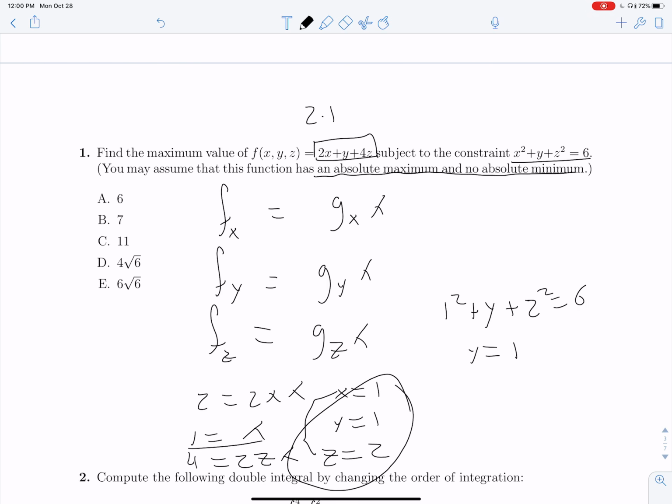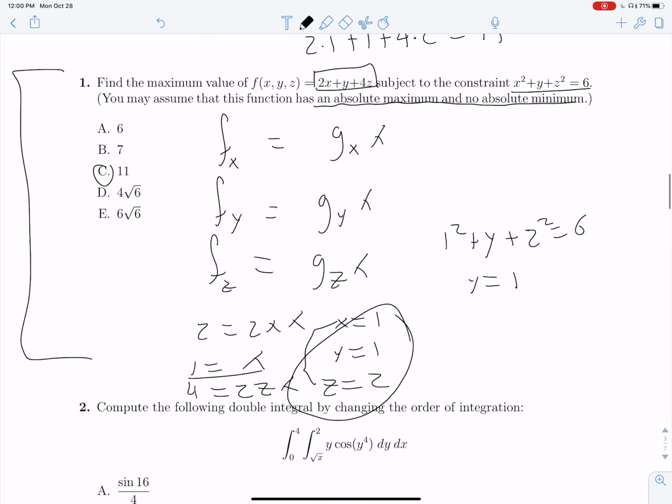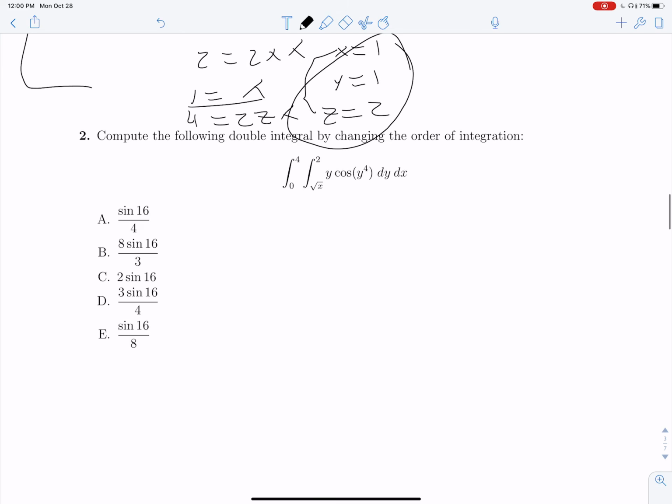So 2 times 1 plus 4 times 2, this is just going to give us 11. And this is pretty much the most painless Lagrange multiplier question we've been given, which is pretty nice.